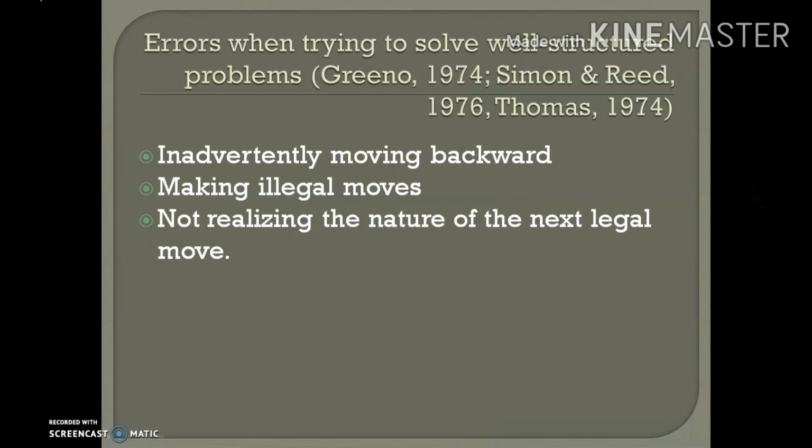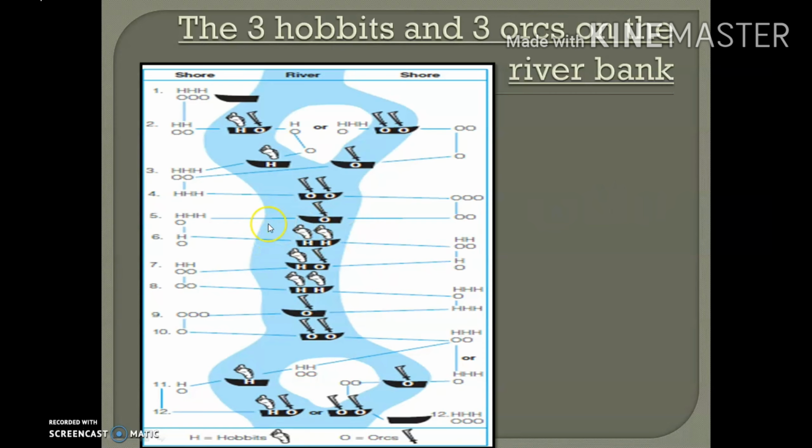Third, not realizing the nature of the next legal move. They become stuck. They do not know what to do next given the current stage of the problem. An example would be realizing that you must bring one orc back across the river to its starting point before you can move any of the remaining characters.